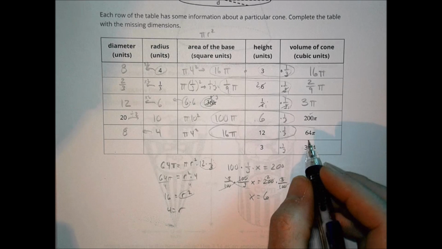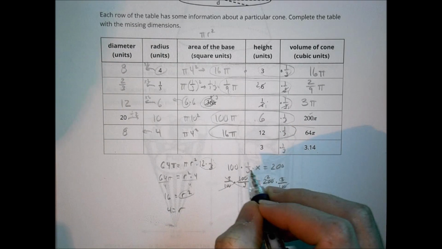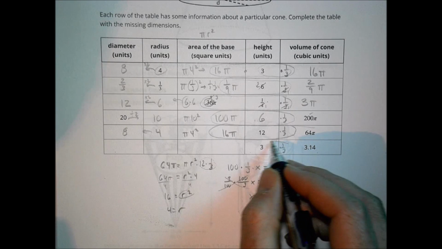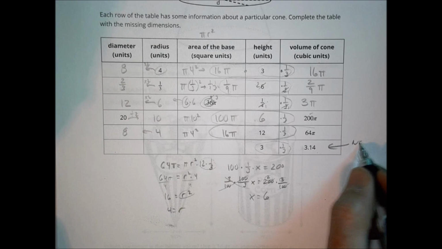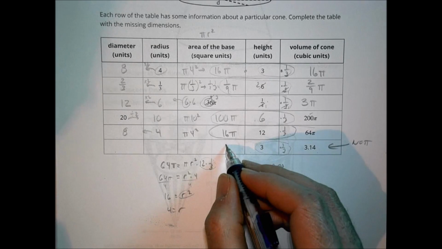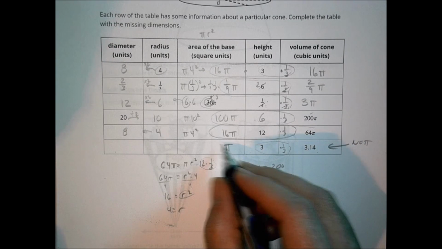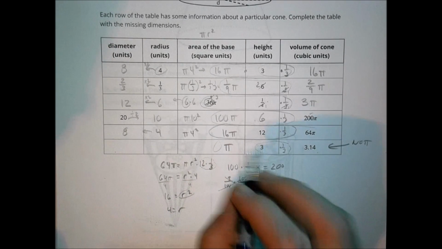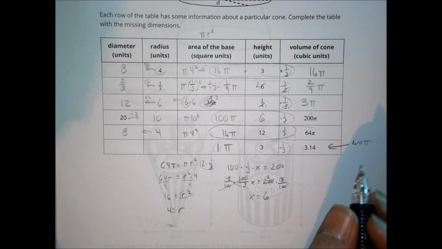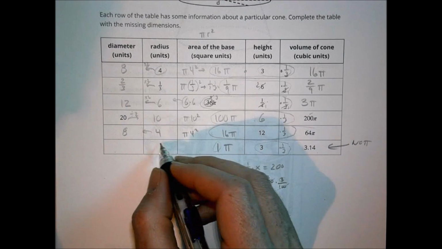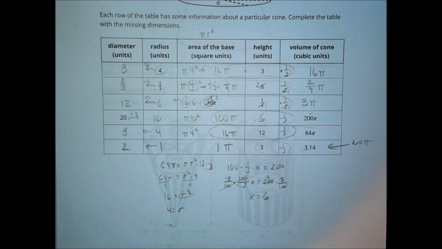All right, our last one here, we have to have a number that you multiply by 3 and 1/3 to get 3.14. Well, this whole thing there is equal to 1. Notice that there's, again, no pi, right? This has to have a pi in it because that's part of the formula. So pi times what number can get you 3.14? That'd just be plain old 1. So we're going to have an area of the base of 1 pi, which makes our radius 1, which makes our diameter twice that, which is 2.